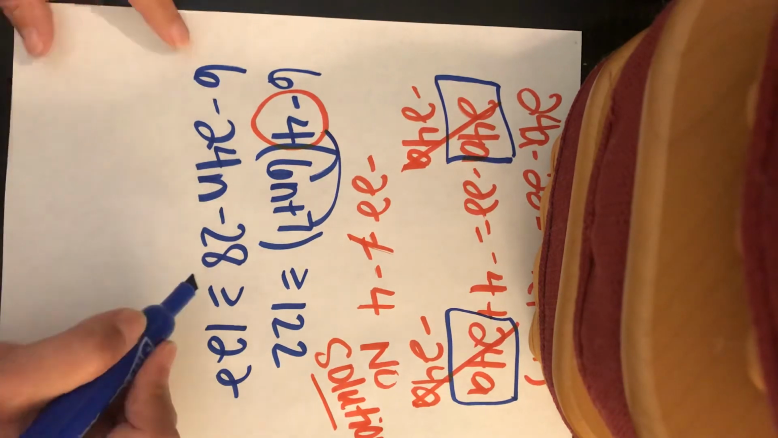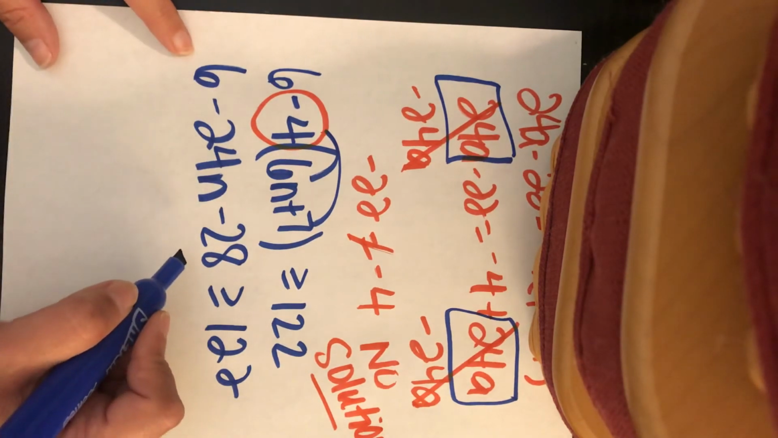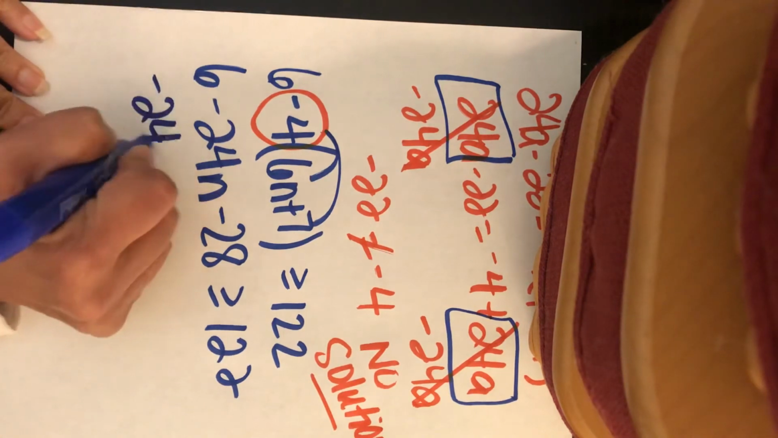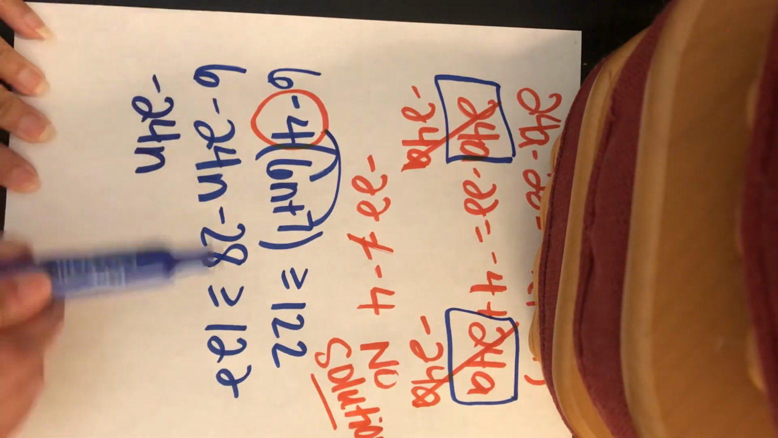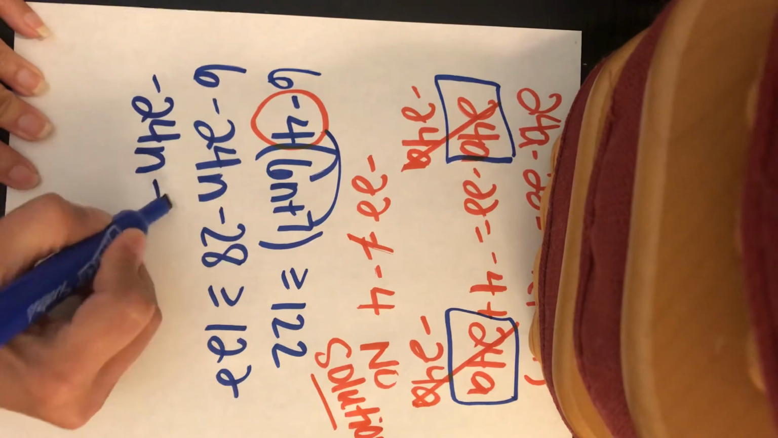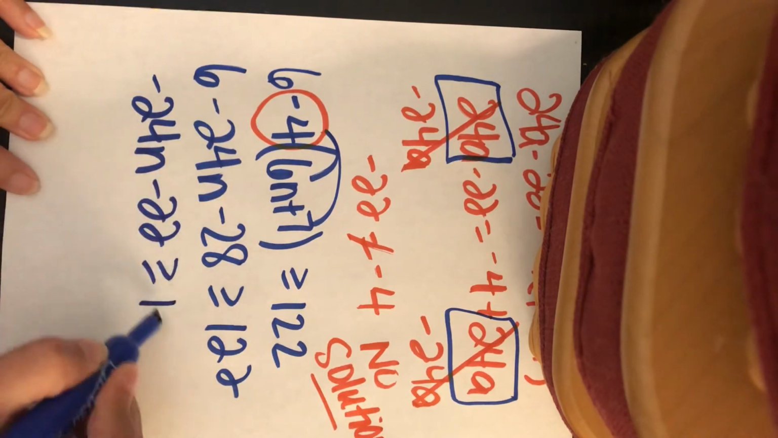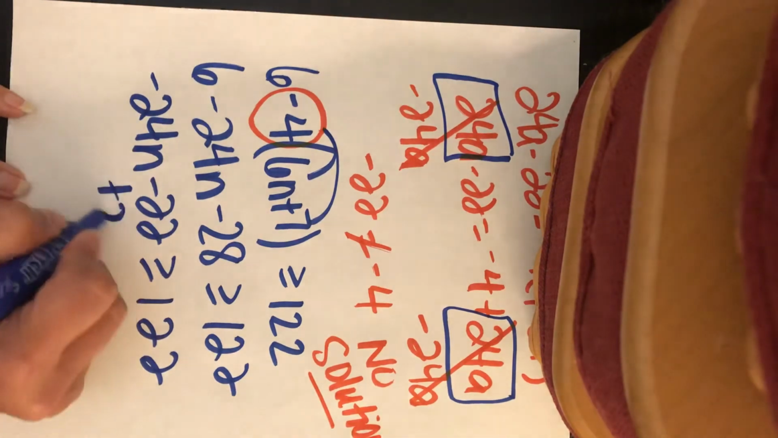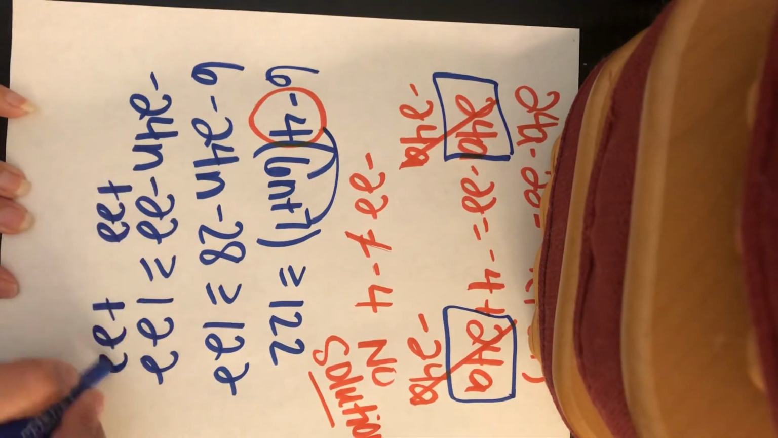-28 plus 6, because it's the same side. Same side, the signs stay the same. So -24n. -28 plus 6 is going to give me a -22. How do I get rid of a negative? I add.